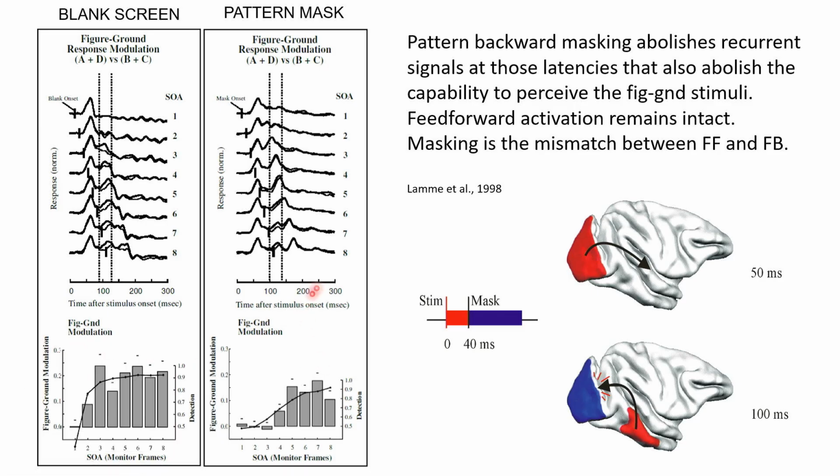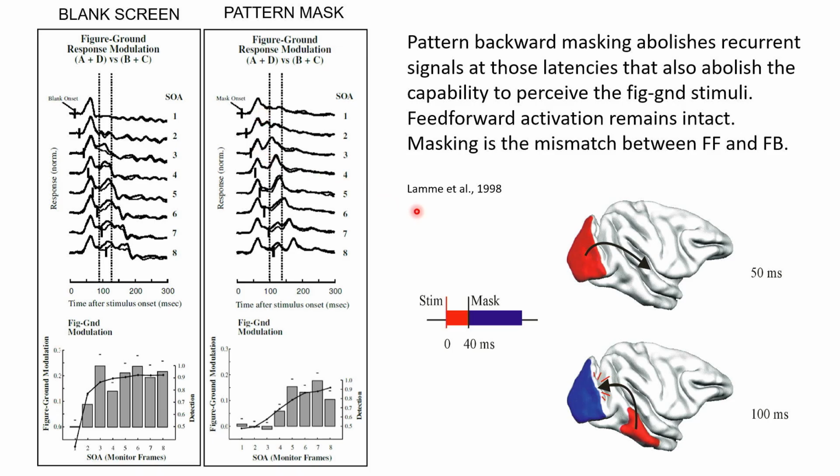And the contextual modulation that you can then record, elicited by these figure-ground stimuli, very nicely matches the visibility, the percept that these monkeys have of the figure-ground stimulus. So these bars are the strength of the difference in signal between figure and ground stimulus again. As you can see, there is modulation for all these higher SOAs, but not for the lower SOA.